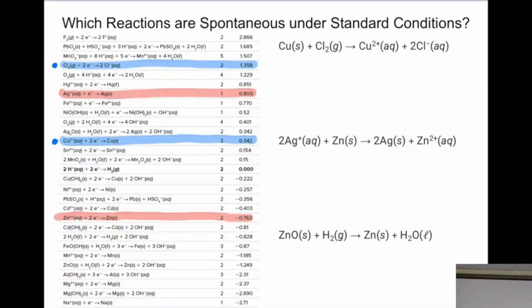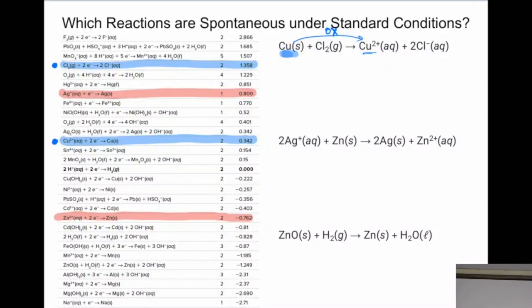The top one's in blue. You've got copper solid and chlorine gas. You have to just identify what's being oxidized and what's being reduced, first of all. That's a relatively easy challenge now. We've been doing that a lot. Copper solid is going to copper 2+. So is copper being oxidized or reduced? Oxidized, right? It's losing electrons.